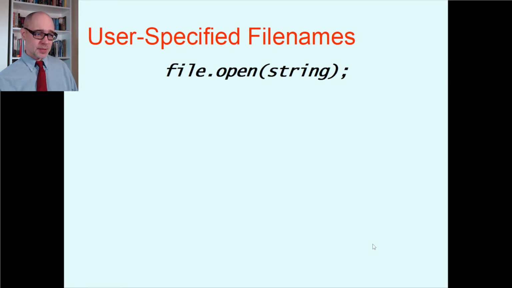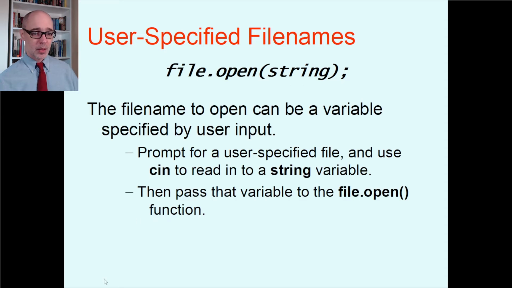So you can do this. That file.open function, the parameter that it takes, in our prior examples, we always had a string literal, a fixed literal name for a file. There's no reason that can't be a variable. Why not give it a string variable? So you can do that. The file name to open there can be a string variable specified by user input.